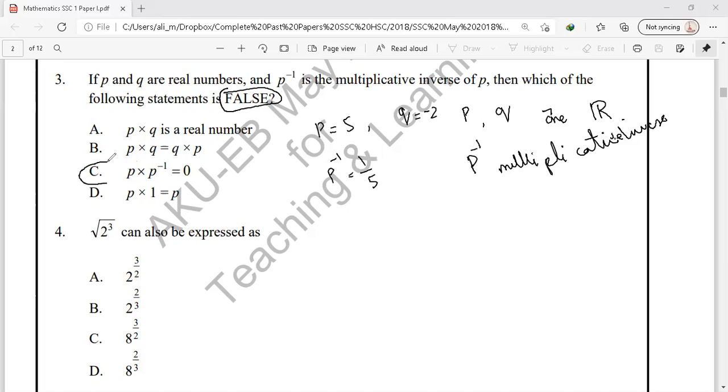So the correct answer for this question is option D, in which P multiplied by its multiplicative inverse is always equal to unity, or equal to 1. जब भी हम किसी नंबर को उसके मल्टीप्लिकेटिव इनवर्स से मल्टीप्लाई करेंगे तो हमारा आंसर हमेशा 1 के इक्वल आएगा. सो द करेक्ट ऑप्शन इन क्वेश्चन 3 इज C.